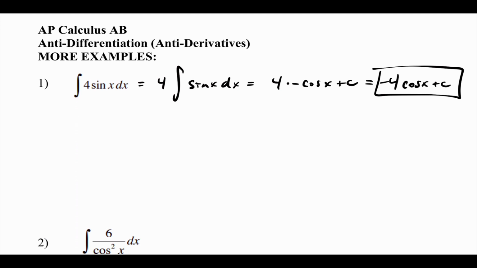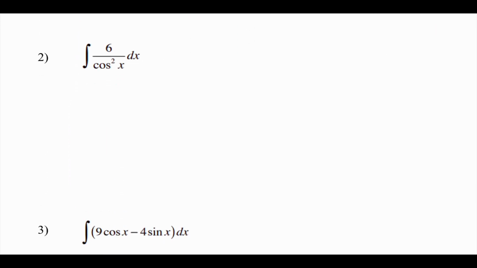Okay. Number 2. First of all, there's a fraction, right? It's a fraction or division. We don't have a quotient rule, so we can't use quotient rule.